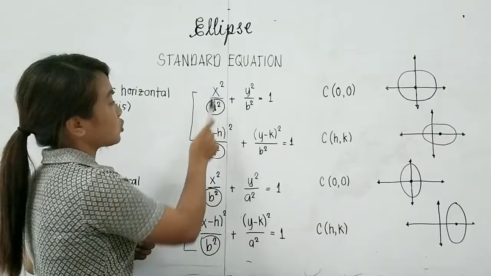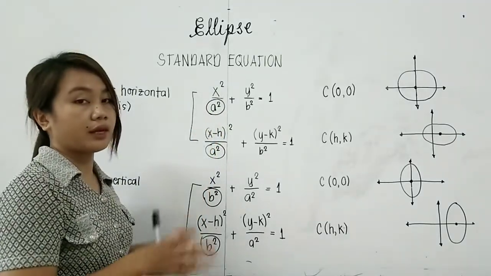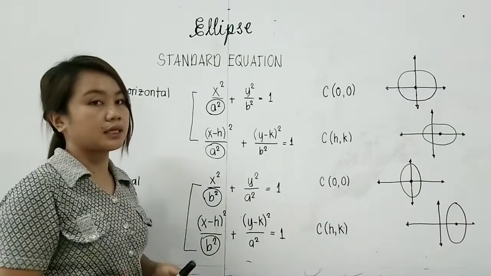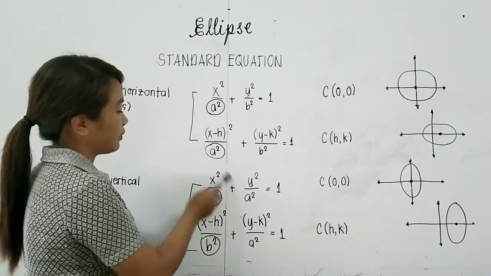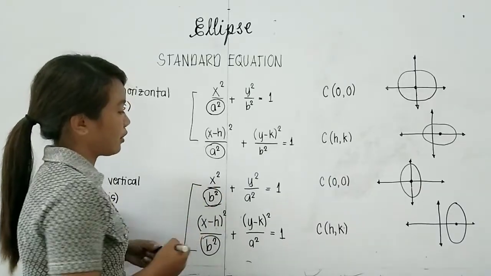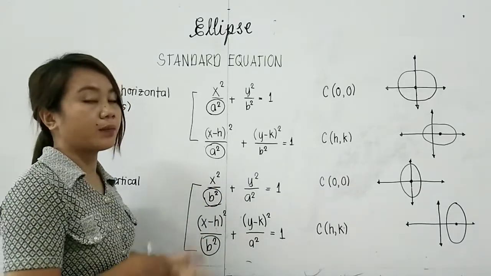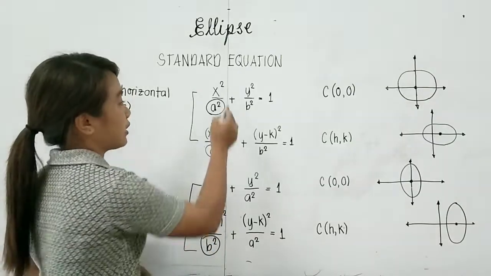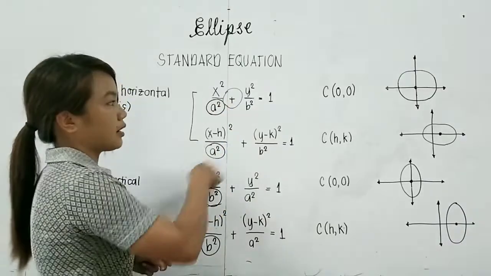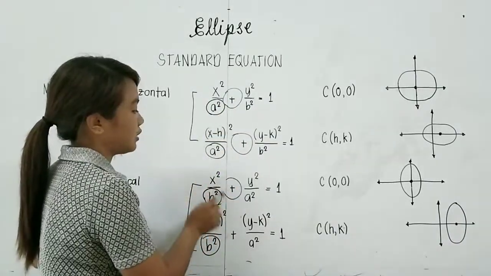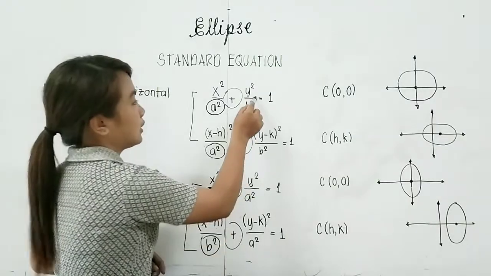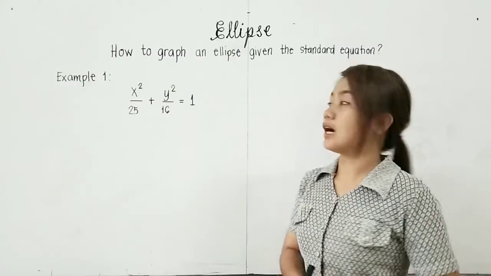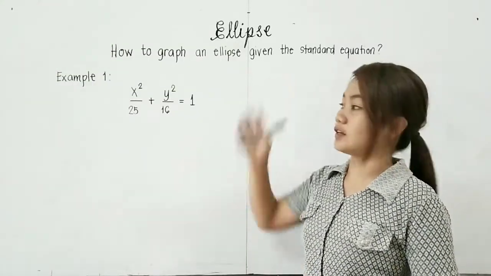If the denominator of x squared is a squared, then the ellipse is parallel to the horizontal axis or the x-axis. However, if the denominator of x squared is b squared, then the ellipse is parallel to the vertical axis or the y-axis. And always remember that we always have the plus sign here, the addition sign, and not the subtraction sign, which is minus. And our equation is always equated to 1. Now let us study how to graph an ellipse given the standard equation.